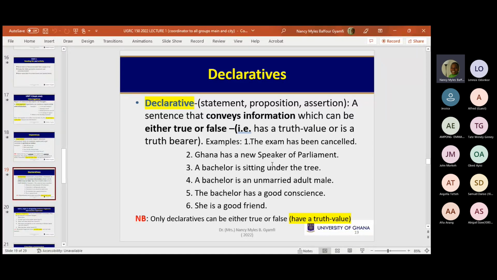Declaratives are true. If I say, where is your mother? You won't say true. How old are you? You will not say false, because I'm not saying something that has a truth value for you to respond true or false to. Okay. Stand up, you will not say true.